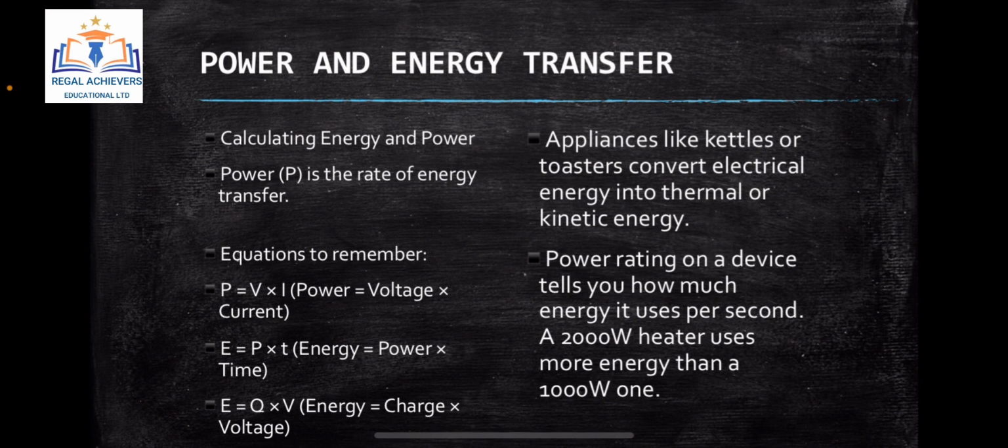Appliances like kettles or toasters, they convert electrical energy into thermal or kinetic energy. So the power rating on a device tells you how much energy it uses per second. A 2000 watt heater uses more energy than a 1000 watt one. You need to take note of that.